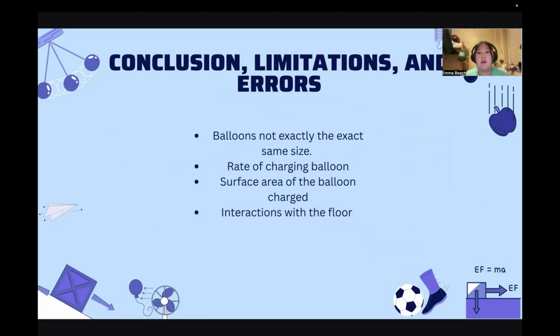So our conclusion, limitations, and errors. One limitation or error would be that the balloons were not the exact same size, the rate of charging the balloons, and the surface area of the balloon charge. So if you rubbed a small area versus a larger area, and then interactions with the floor. There was also a draft in the area from people walking in and out, so that could have also been a source of error for how far the balloons were able to travel. And that's it.